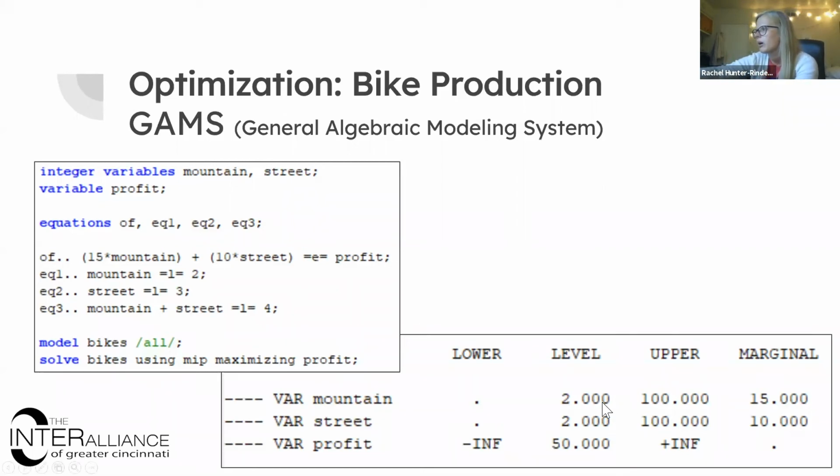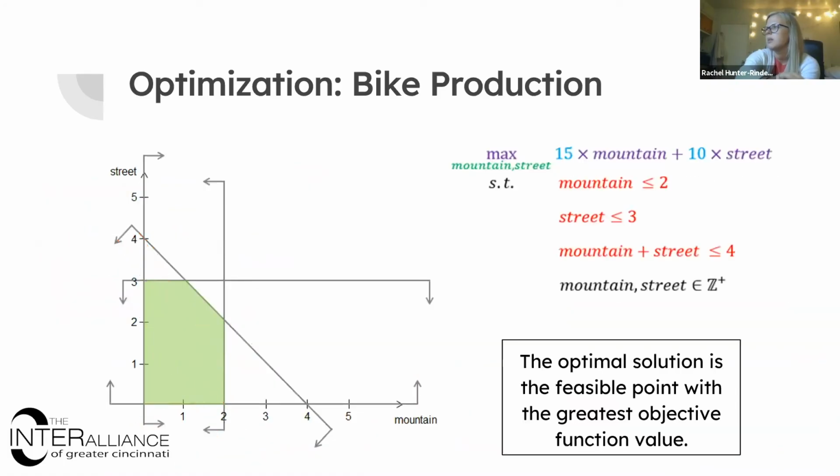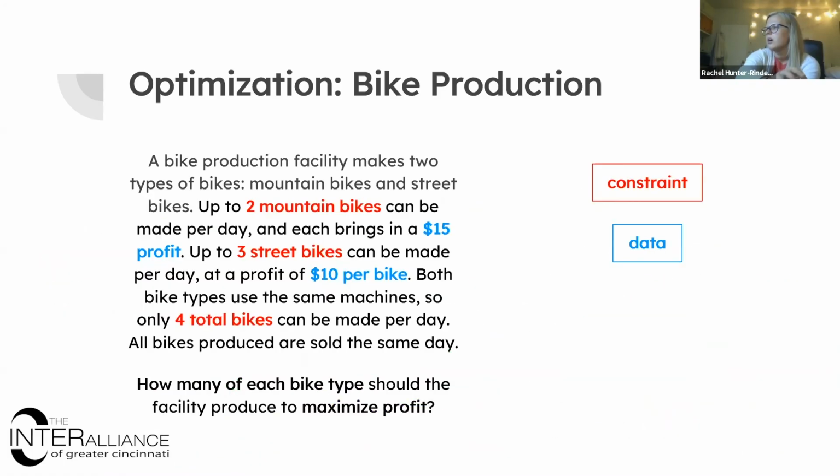And then this is an example of what a part of the output would look like. This is telling us that the answer, or the decision, for mountain is 2, the decision for street is 2, and the profit is 50. So we can see that we got the same answer doing the problem by hand, solving it in Excel, and also solving it in GAMS. And I will go back, bear with me for a second as I bounce back through all of this.